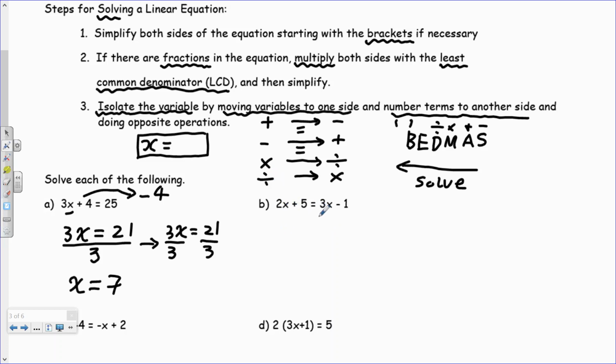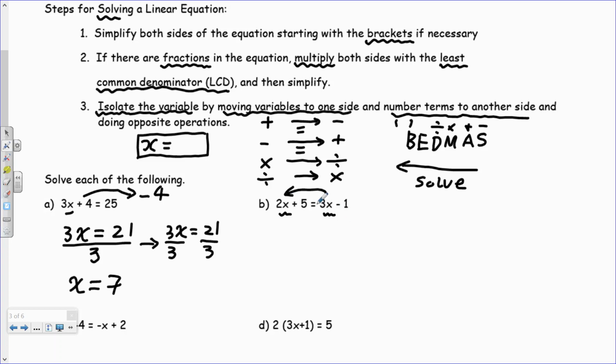So the next one, we don't have brackets, we don't have fractions. We only need to isolate the variable by moving variables to one side. So this time you have x twice, and you need to decide which side you want to move the x. It doesn't matter which side, you will have the right answer. So we may just move the x to the left side.